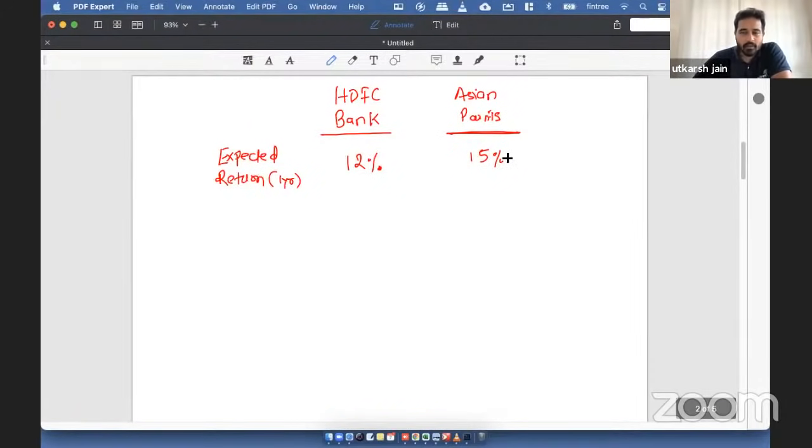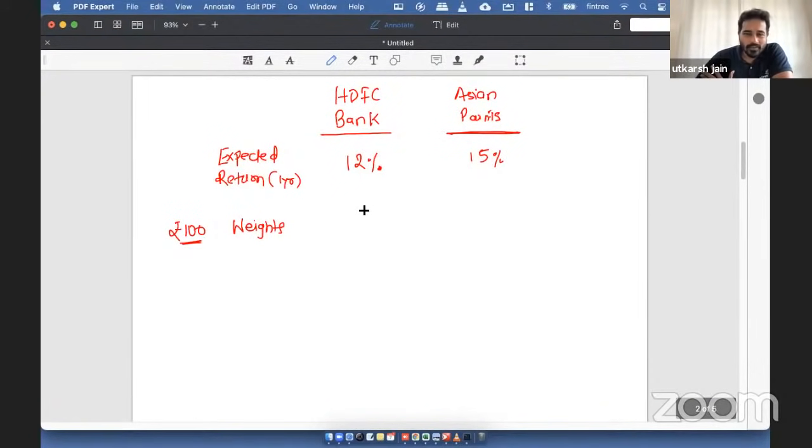The next question you ask yourself is that if I have 100 rupees with me or $100 with me, how much of that money do I want to park in HDFC Bank? And how much of that do I want to park in Asian Paints? If I have 100 rupees, how do I allocate the money between the two? Now today, by the end of the session, you'd figure out a very mathematical, optimized way of doing it. Right now, I'm going to do it arbitrarily.